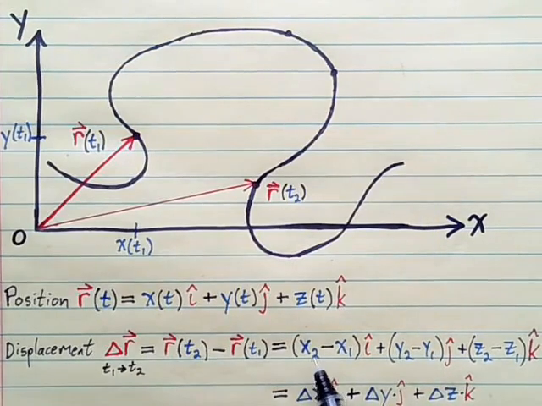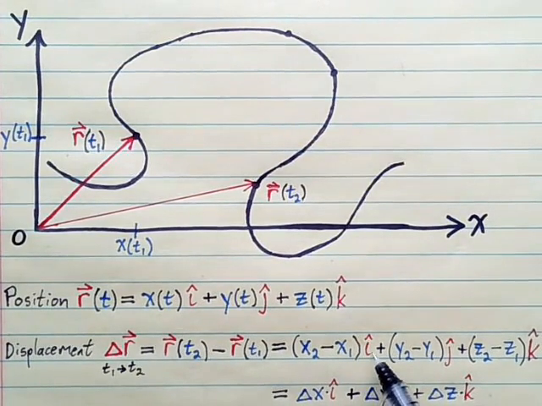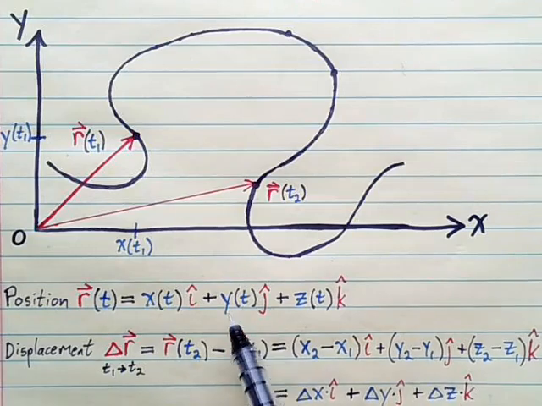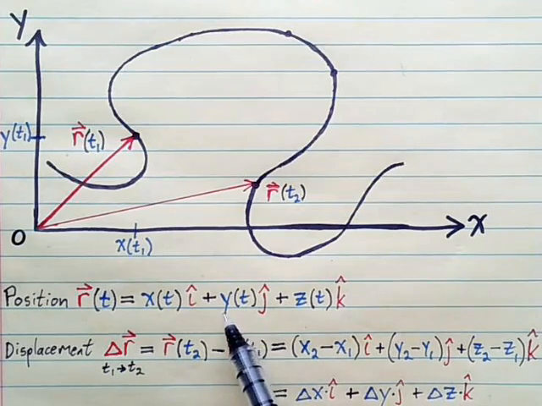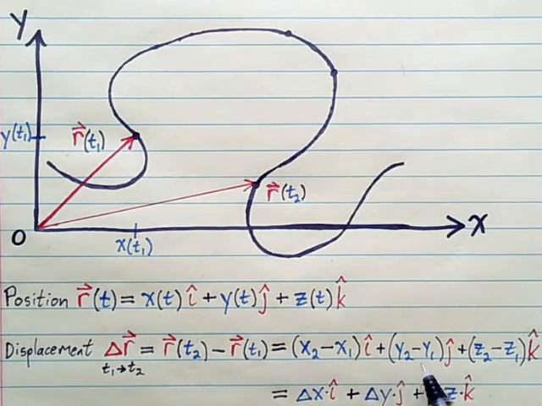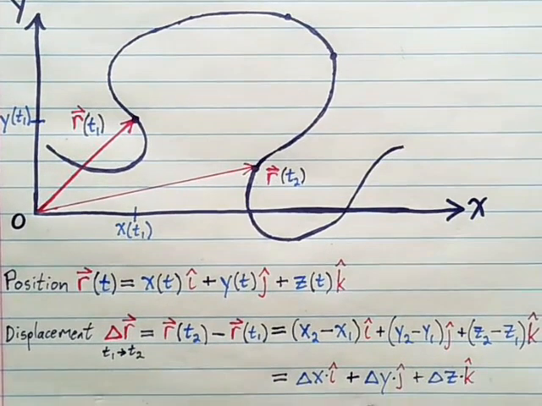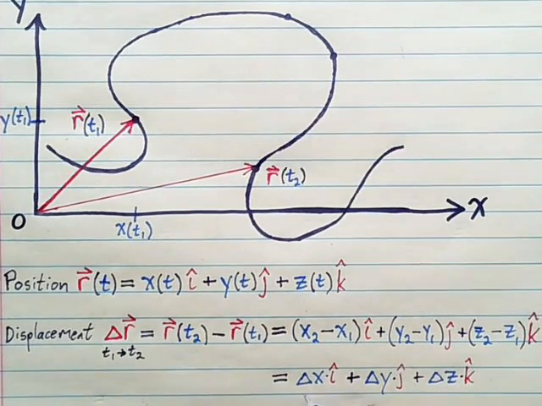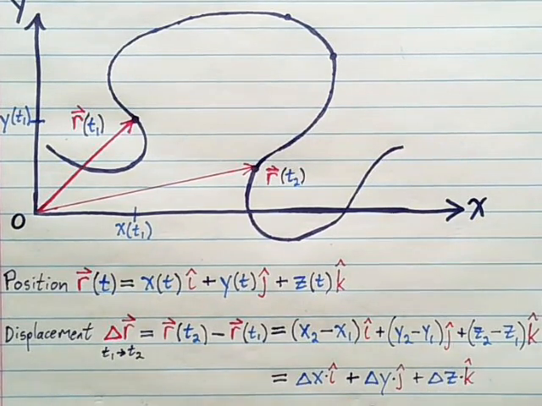So x at time 2 minus x at time 1, the difference between those would be the i hat component, or the x component of our displacement vector. Likewise, y at time 2 minus y at time 1, so this coordinate at time 2 minus this coordinate at time 1 would give us the j hat component of our displacement vector. Likewise for z. So for short, we see that the components of your displacement vector are equal to the displacement in x, the displacement in y, and the displacement in z.